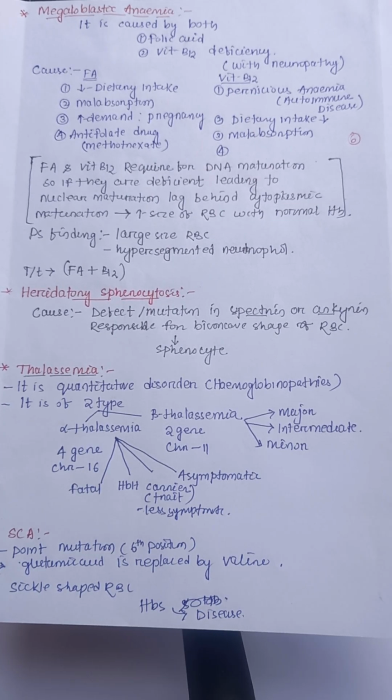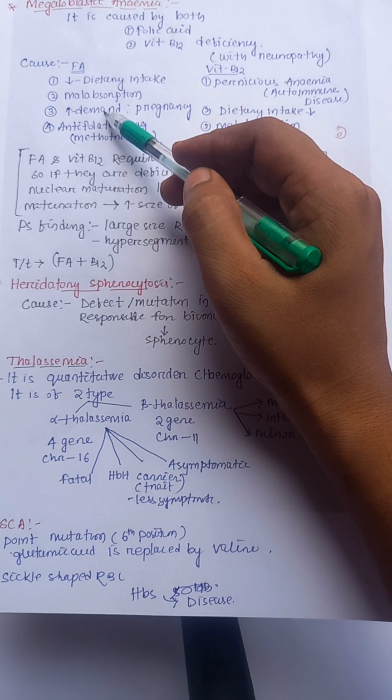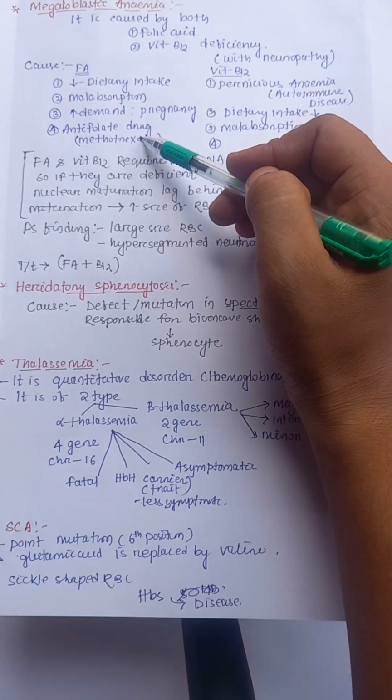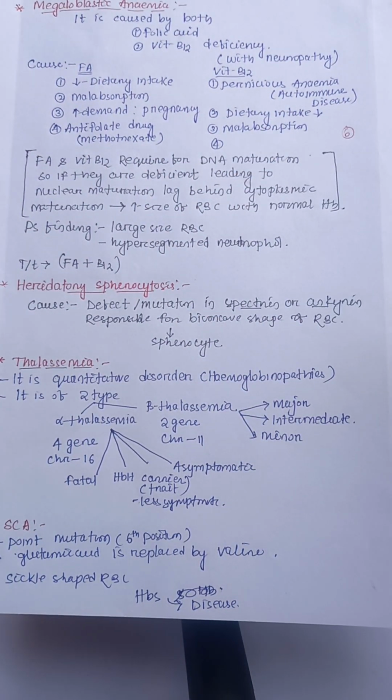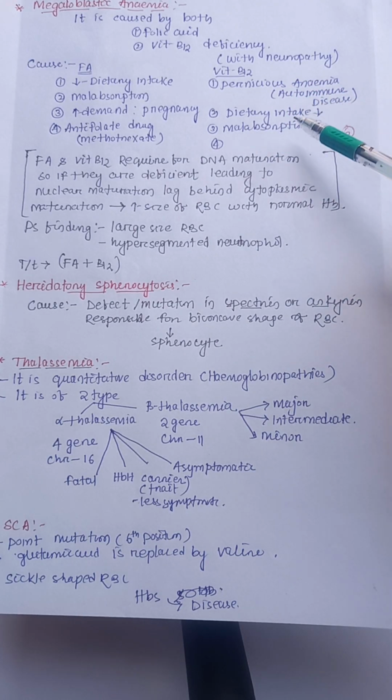Let's see another anemia, that is megaloblastic anemia. Megaloblastic anemia is nothing but macrocytic RBC, with increased size of RBC, and it is mostly due to folic acid and vitamin B12 deficiency. Folic acid deficiency is due to decreased dietary intake, malabsorption, increased demand in pregnancy, and antifolate drugs like methotrexate, as you already know about methotrexate. And vitamin B12 deficiency is caused by pernicious anemia, autoimmune diseases, decreased dietary intake, and malabsorption.